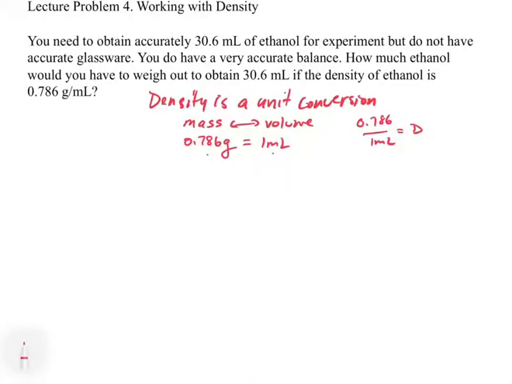This problem, and this is what tends to get confusing in chemistry problems, is very long, and there's a lot of information here. It says you want to get a volume of 30.6 mL, very precisely. But you have no way to do that. You have no glassware that allows you to measure volume. The only thing you have is a balance. So what the question is basically saying is, is there a way for you to weigh out a certain amount of ethanol and get a very precise volume at the same time? And that's exactly what it's getting at.